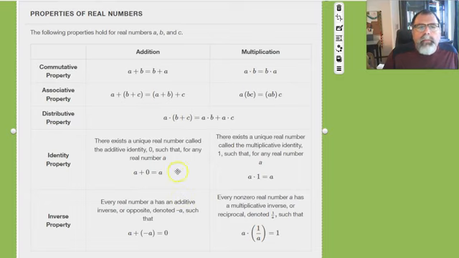Here's a nice summary of all the properties of real numbers we just went over. So we got the commutative property, right? Order doesn't matter, so that works for addition and multiplication. Associative property, we can change the grouping. Again, addition and multiplication. Notice there's no subtraction or division here. Distributive property, the identity property, and the inverse property.